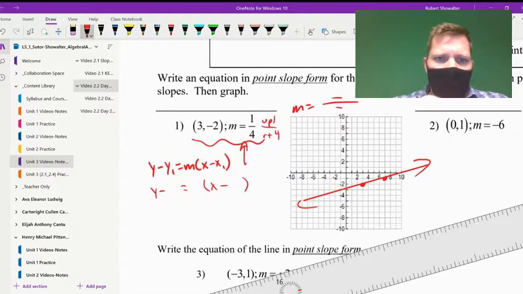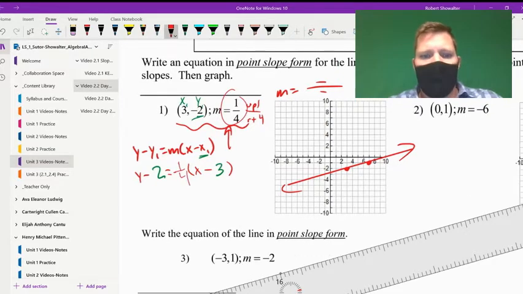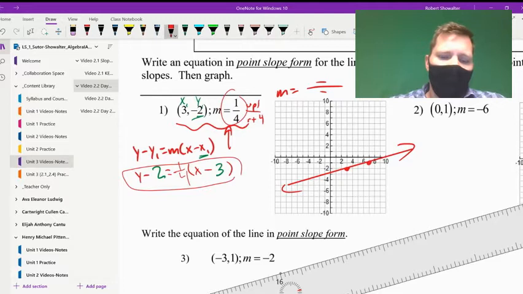So here we go. If that's x1 and this is y1, and we dump those into the spots, we get 3 there, we get 2 there, and we have the m hanging out there, and we'll drop it in. Now this is the point slope form, or the equation of the line that has those two characteristics.